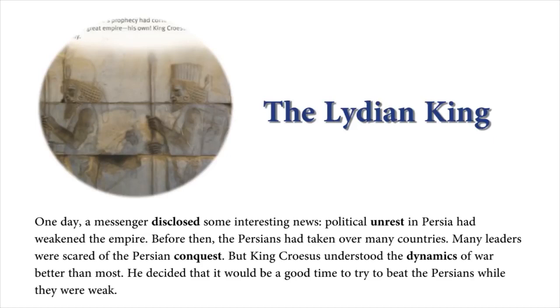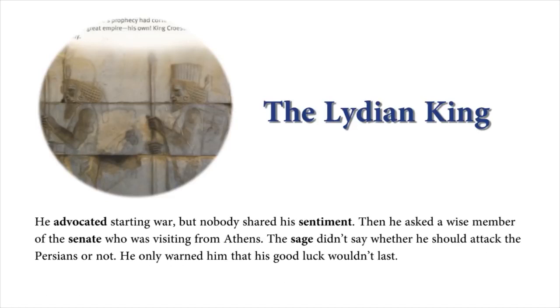Before then, the Persians had taken over many countries. Many leaders were scared of the Persian conquest. But King Croesus understood the dynamics of war better than most. He decided that it would be a good time to try to beat the Persians while they were weak. He advocated starting war, but nobody shared his sentiment.